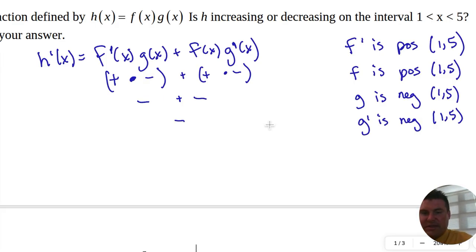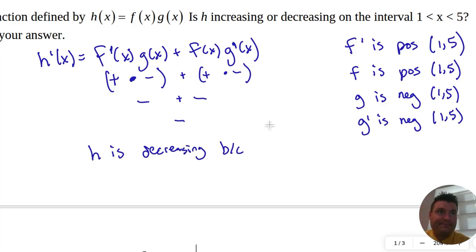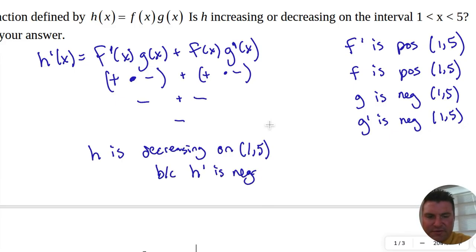So since h prime is negative, I can say that h is decreasing. All right, I'll be more specific. H is decreasing on 1 to 5 because H prime is negative on 1 to 5. All right, that was the FRQ part of this, and hopefully that was helpful for you.